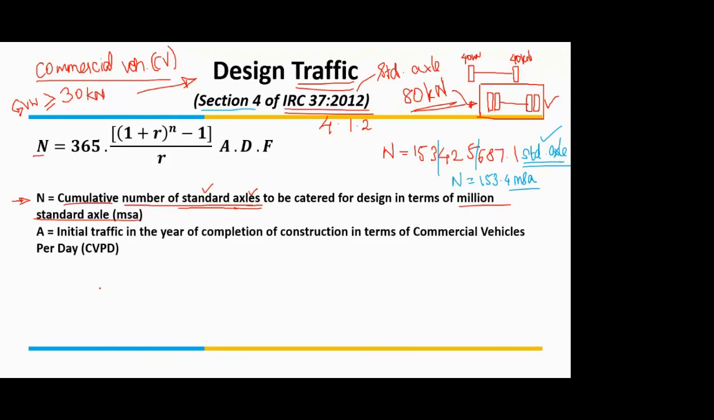Coming to the next term, that is the A value. Now the A value, if you read it, is the initial traffic in the year of completion of construction in terms of commercial vehicles per day, that is CVPD. Now the term commercial vehicle has come into the picture, and now you will know what I was talking about. Whatever this A factor is in the formula that you're using, it will be a count of vehicles, but not just vehicles per day, it will be commercial vehicles per day, that is CVPD.